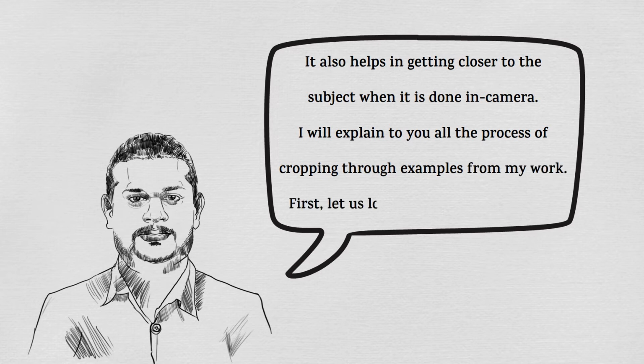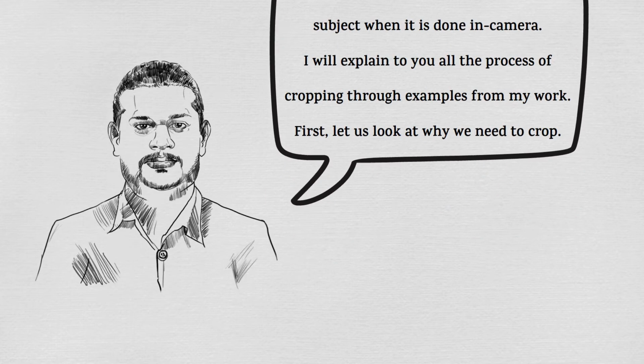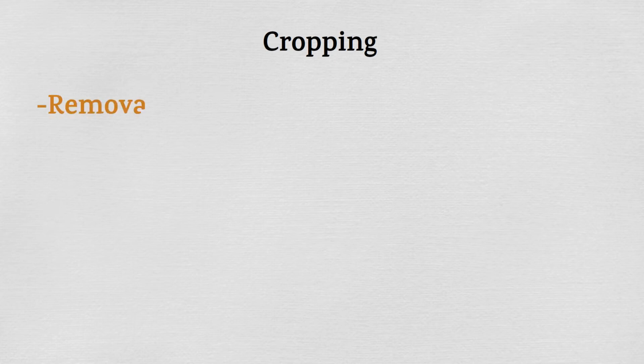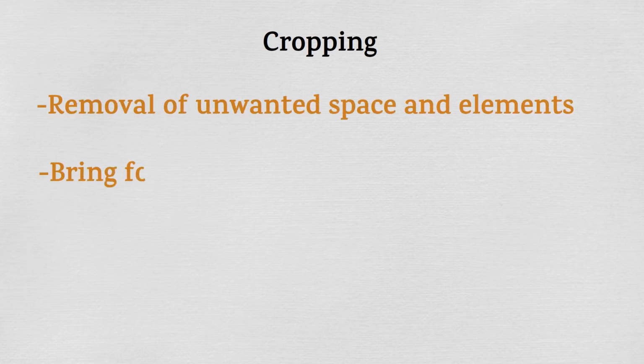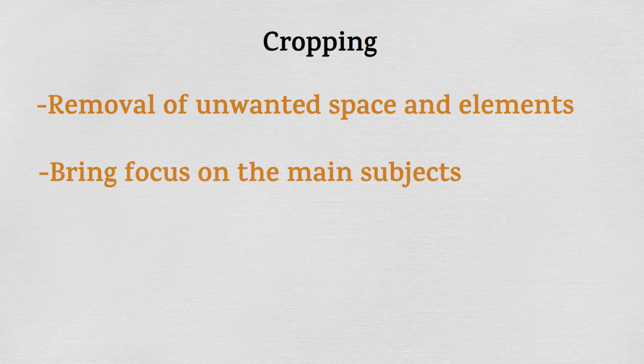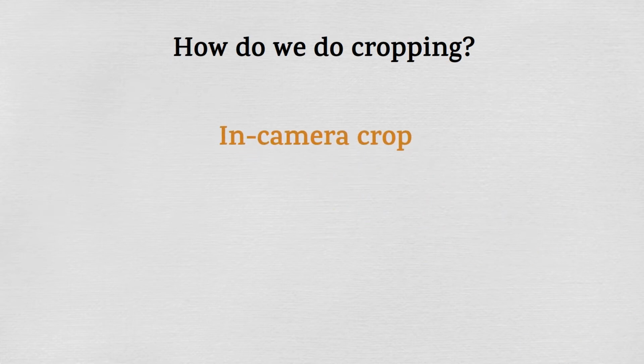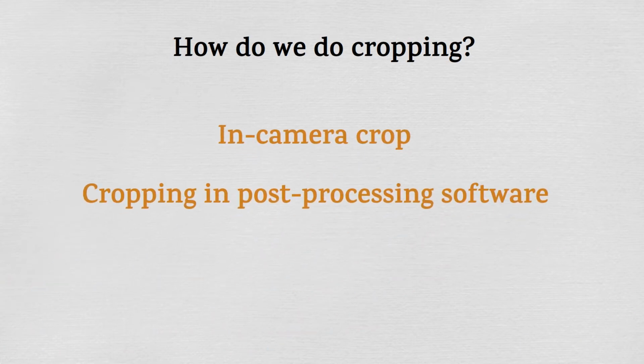First, let's look at why we need to crop. Cropping means that we remove unwanted space and elements from a photograph and also try and bring focus on the main subjects in the photograph. How do we do cropping? We can do cropping in camera, or we can do cropping after we take a photograph in post-processing software.